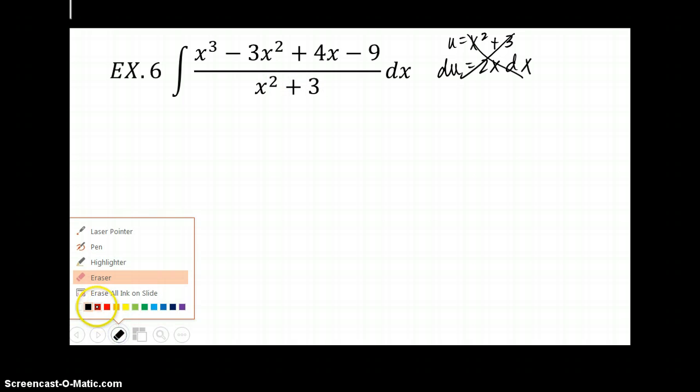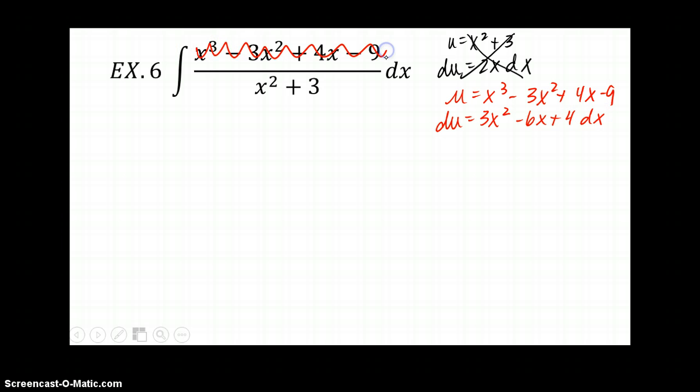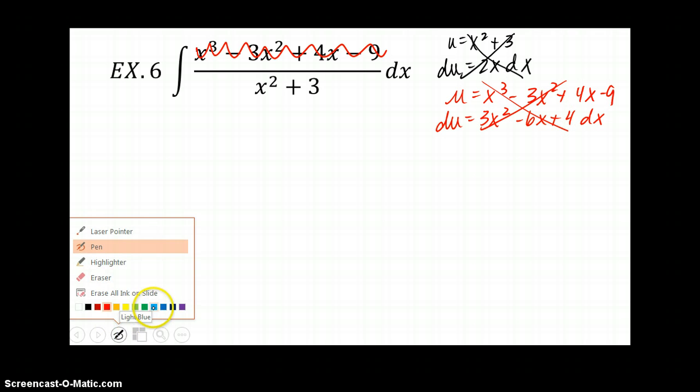Okay. The only other option we have then, what about the numerator as u? That makes du 3x squared minus 6x plus 4. If I eliminate the numerator, I'm going to replace that with u. Now, I don't have this many terms left in order to cancel. All right. So what to do?